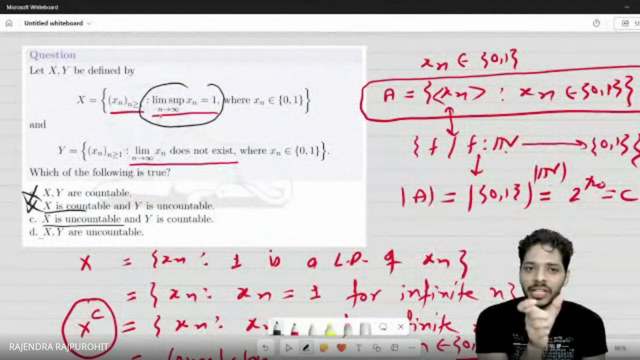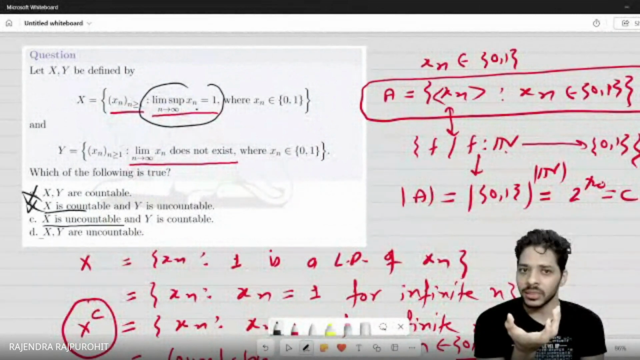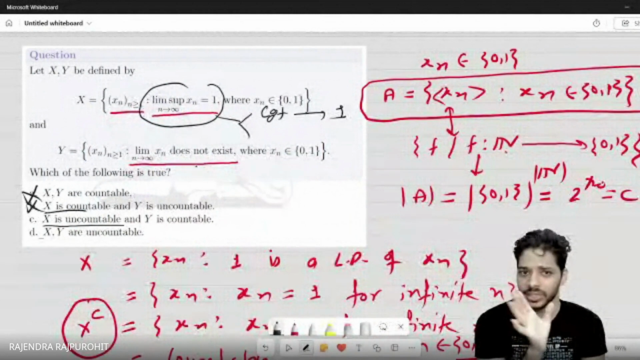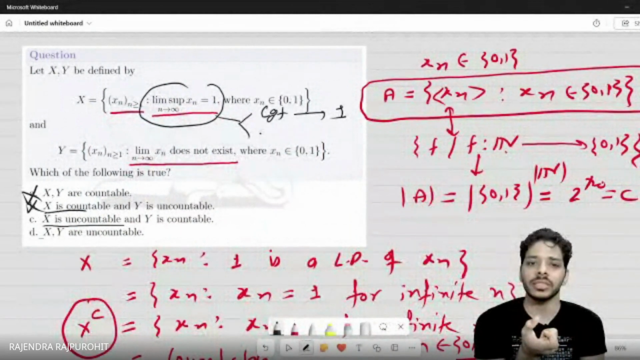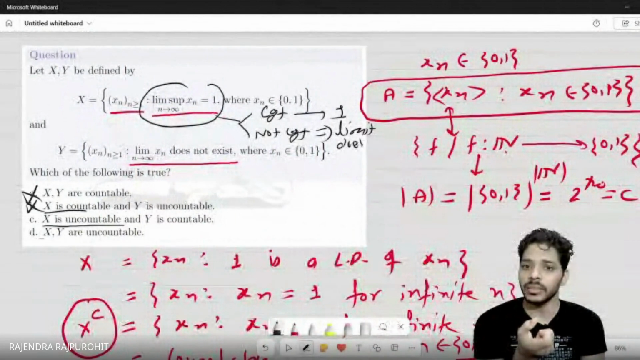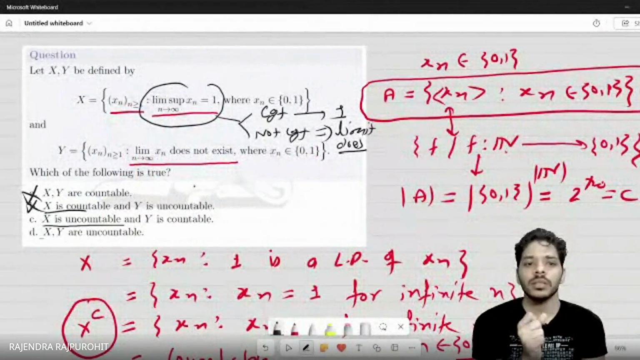So what we are doing is that the sequence can have limit supremum 1. If a sequence has limit supremum 1, then there are two cases. One is that the sequence is convergent. In that case, it will converge to 1 only because 1 is one of the limit points. The other scenario is that the sequence is not convergent. In that case, the limit doesn't exist. The limit point is there, but the limit doesn't exist. That means your Y is actually a proper subset of X.